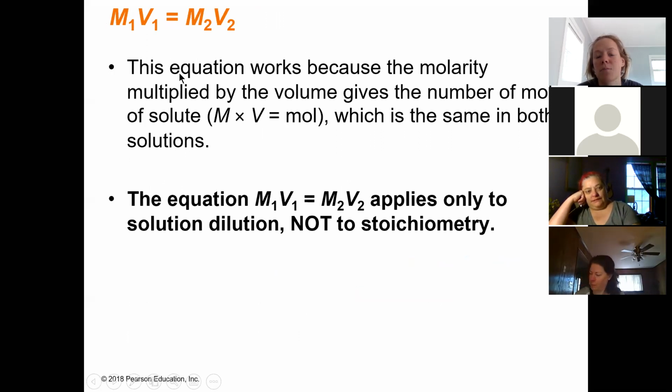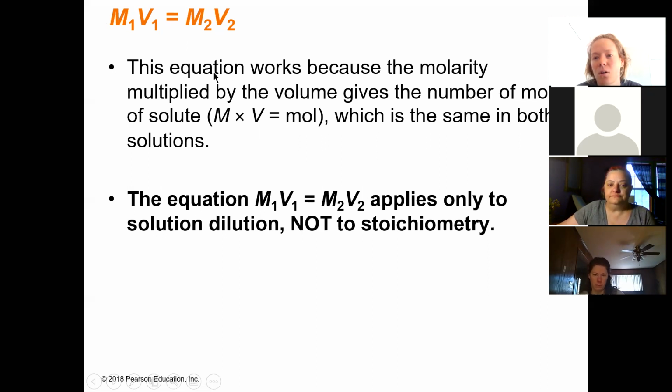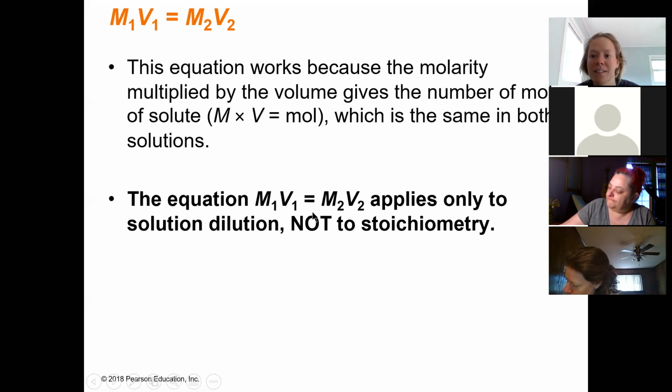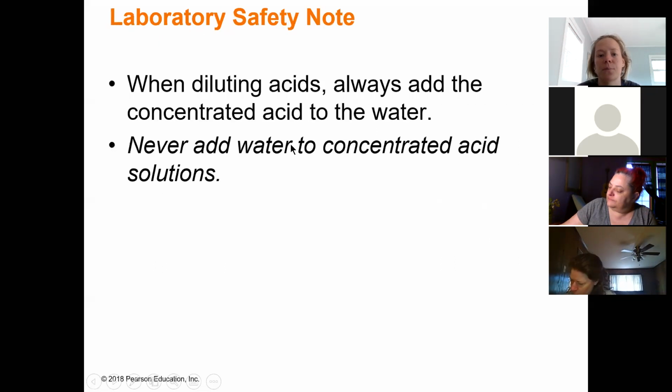This equation works because molarity multiplied by volume gives you the number of moles of the solute, which should be the same. This equation does not apply to solution stoichiometry. So we will talk about solution stoichiometry a little bit later. That is a much more complicated process. This only applies to diluting. When the problem says, hey, you have this solution and you're diluting it, you can use M1 V1 equals M2 V2. Safety note, when diluting acids, always add acid to water. I remember that by acid to water, safe as an otter.